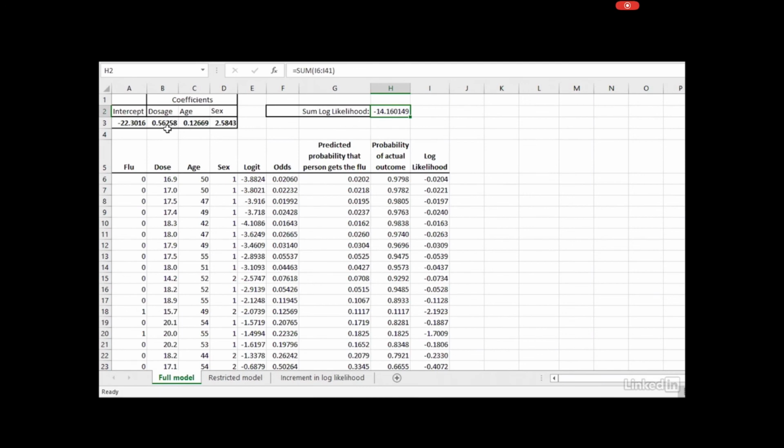Question remains, does it really help us to use these variables, dosage, age, and sex? We could conceivably drop them from the analysis and just go with an intercept all by itself. So the question is, does the use of the predictor variables, dosage, age, and sex, make a dependable difference to the accuracy of the equation?